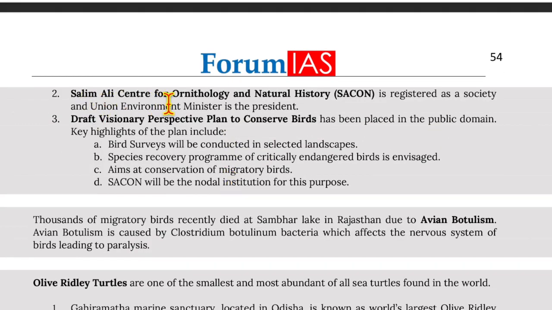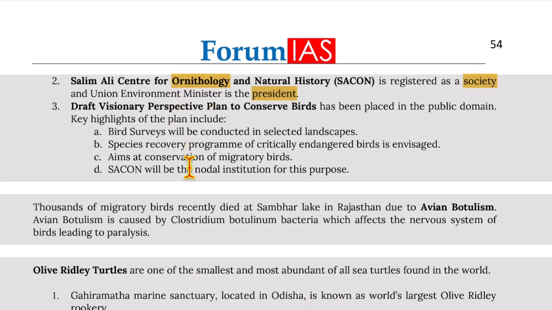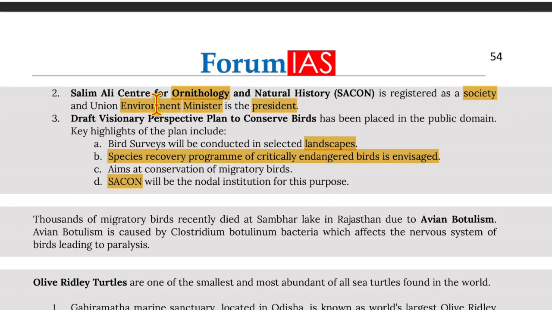Now, moving on to Salim Ali Center for Ornithology and Natural History, it is registered as a society, and Union Environment Minister is its president. Now, draft visionary prospective plan to conserve birds has been placed in the public domain. Key highlights of the plan include bird survey will be conducted in selected landscapes. Species recovery program of critically endangered birds is envisaged. Aims at conservation of migratory birds. SACON will be the nodal institute for this purpose. That is Salim Ali Center for Ornithology and Natural History will be the nodal institution.